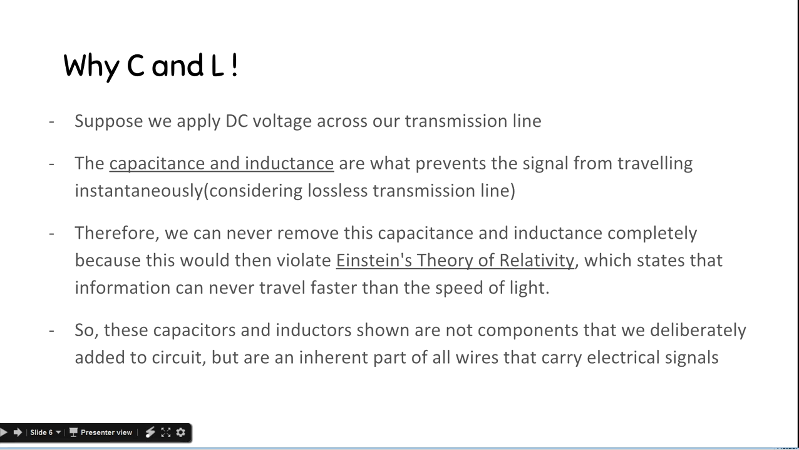You might be thinking that we added L and C forcefully without any reason, but it is not so. Suppose we applied a DC voltage across our transmission line. The capacitance and inductance are what prevent the signal from traveling instantaneously through the transmission line. Therefore, we can never remove this capacitance and inductance completely, because this would violate Einstein's theory of relativity, which states that information can never travel faster than the speed of light. So these capacitors and inductors shown are not components that we deliberately added to the circuit, but are an inherent part of all wires that carry electric signals.